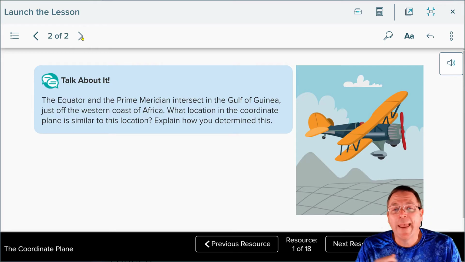The equator and the prime meridian intersect at the Gulf of Guinea, just off the western coast of Africa. What location in the coordinate plane is similar to this location, and how do you determine this? Well, that location would be the origin, where your x and y axes intersect each other.